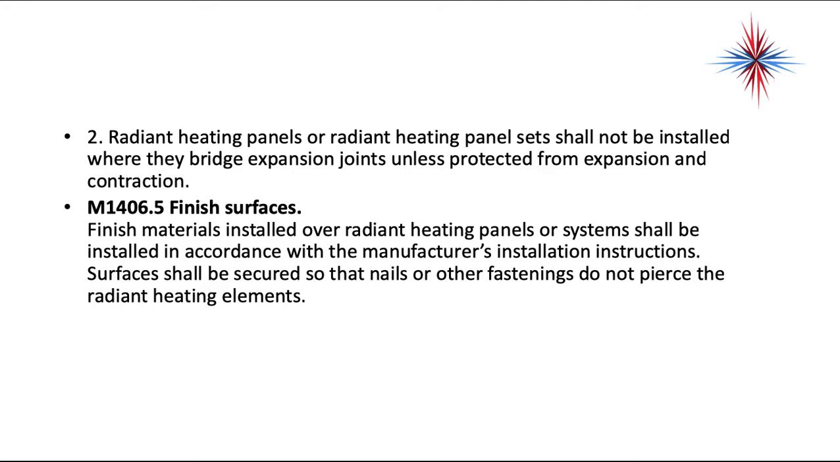Finished surfaces installed over radiant heating panels or systems shall be installed in accordance with the manufacturer's installation instructions. Surfaces shall be secured so that nails or fasteners do not pierce the radiant heating elements. Again, by radiant heating elements, we're talking about radiant heating panels that are electric. Okay, we're not at this point talking about water-based radiant heating. We're talking about electric. So we need to make sure that nothing touches those electric elements that could cause a fire or shock hazard.